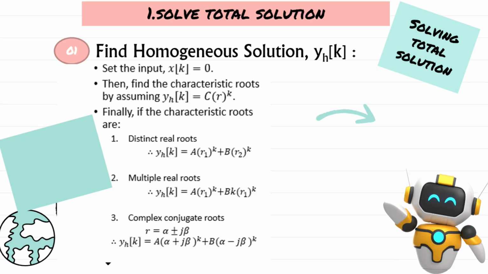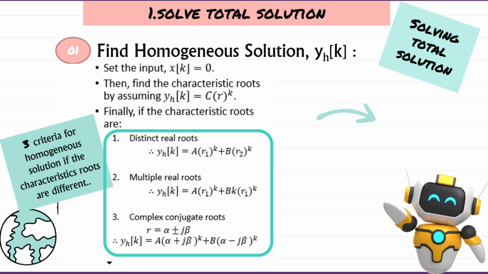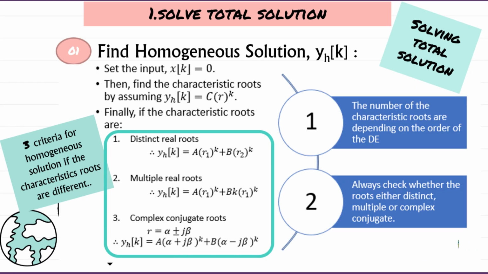There are 3 possible homogeneous solutions depending on what you get from the characteristic roots. The characteristic roots can be either distinct real roots, multiple real roots, or complex conjugate roots. So, please remember that to find the homogeneous solution, firstly you have to find the number of characteristic roots and number 2, always check whether the roots are distinct, multiple or conjugate.